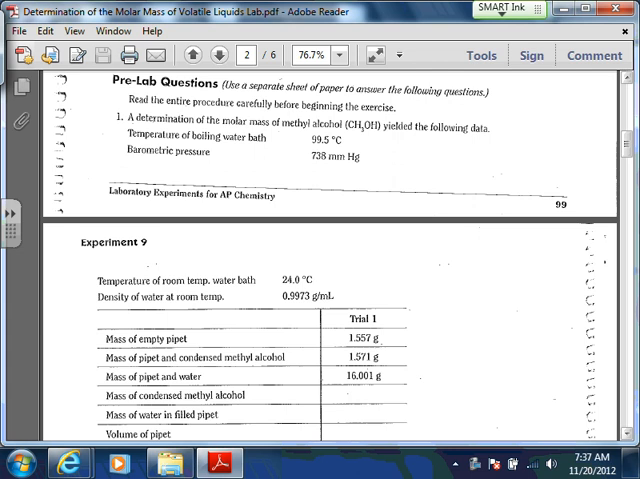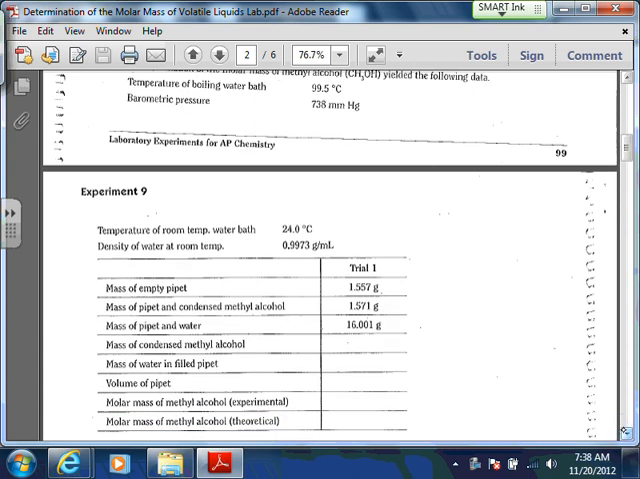So the pre-lab here says determination of the molar mass of methyl alcohol yielded the following data. And it gives you a temperature, a barometric pressure, the temperature of the room temperature water bath, and then the density of the water at room temperature. Okay, and so those are the sets of data that we probably need for this.